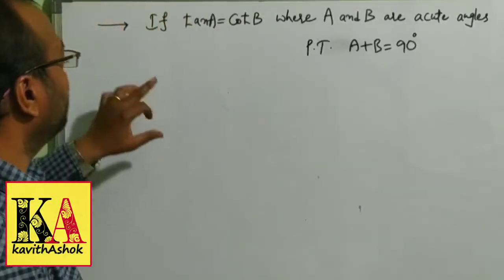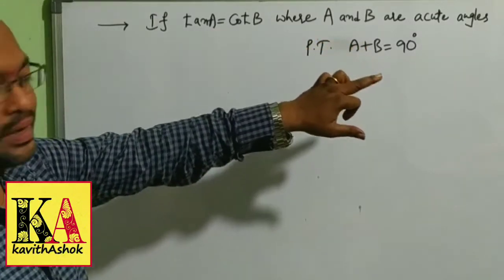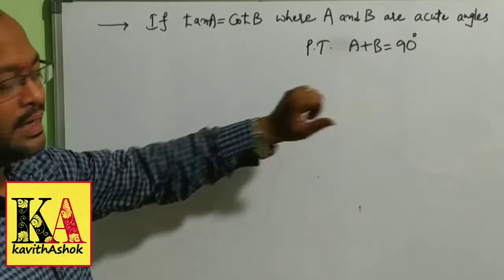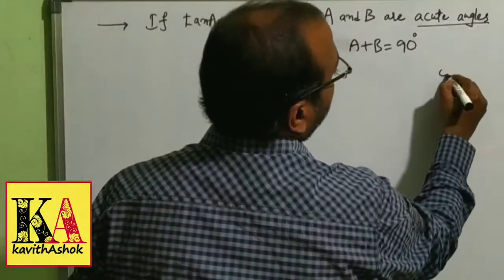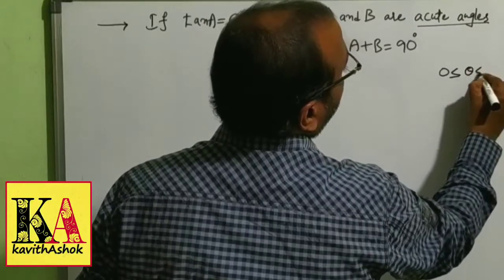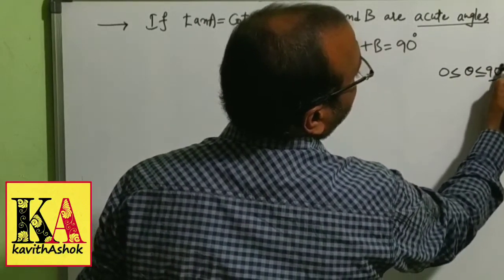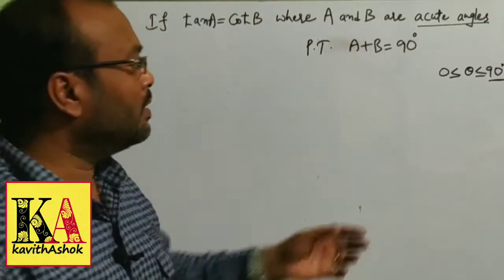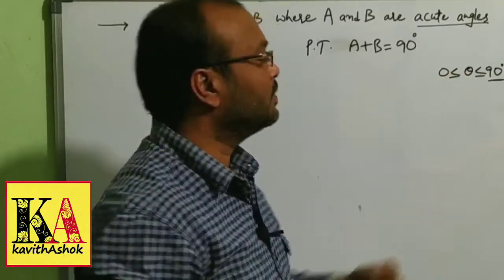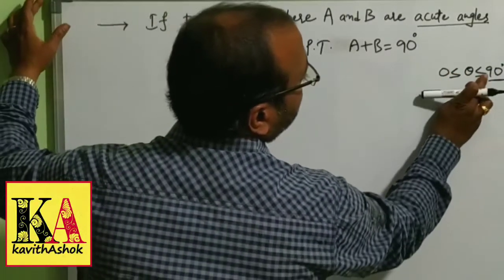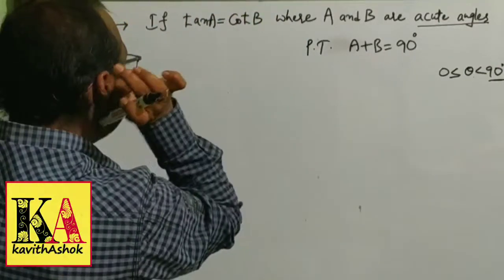Right. One more important problem. If tan A is equal to cot B, where A and B are acute angles, prove that A plus B is equal to 90 degrees. Acute angle in the sense here, it lies between 0 to 90 degrees. If it is 90 degrees, we can call that a right angle, but any angle between 0 and 90, we can treat as an acute angle, right? So this is less than 90 degrees. A plus B is equal to 90 degrees, we have to prove.